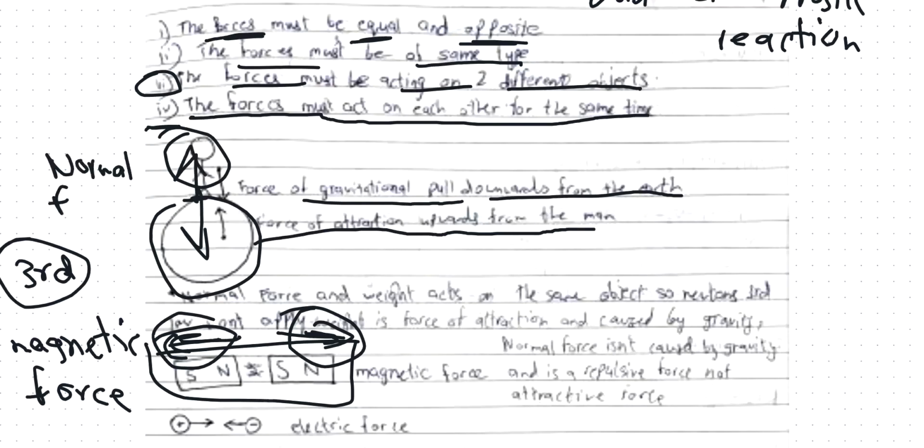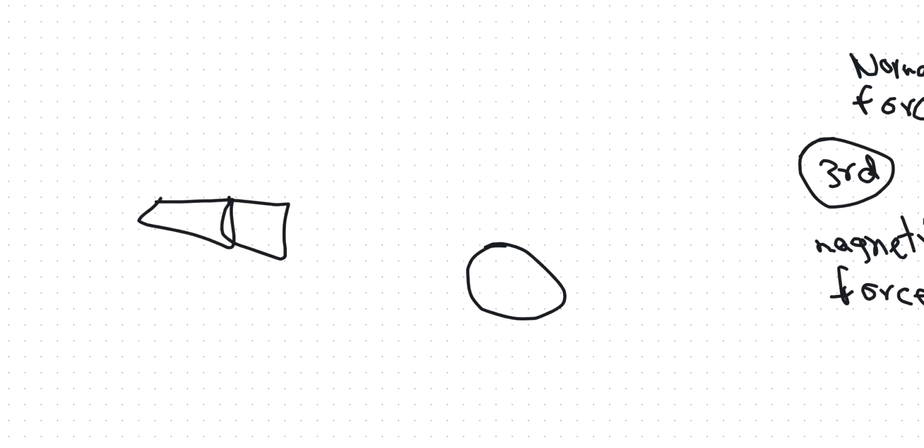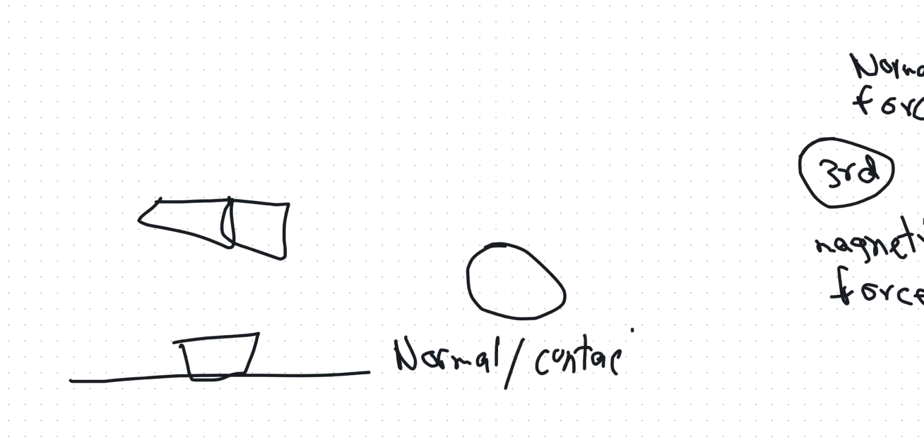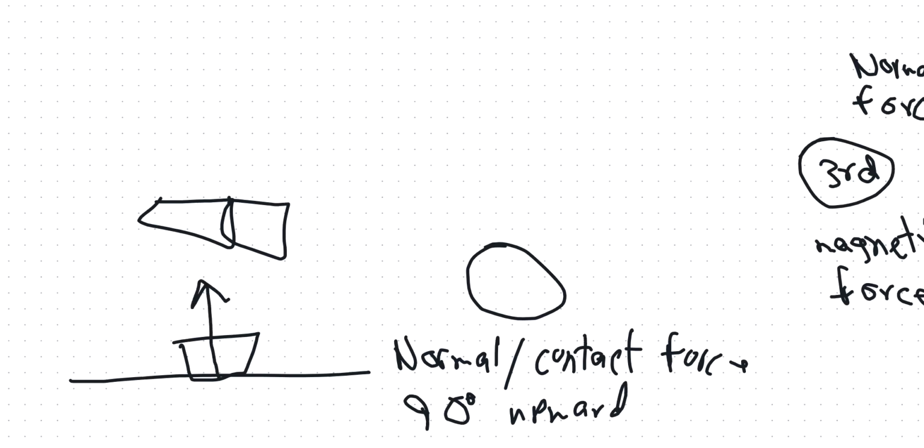And remember that whenever you have 2 objects in contact, let's say I had a surface and there was a box on this surface, then when two objects are in contact, there will always be a normal or contact force. This is called the normal or the contact force, and it will always point upwards at 90 degrees to the surface. For example, here, my contact force will be pointing this way.